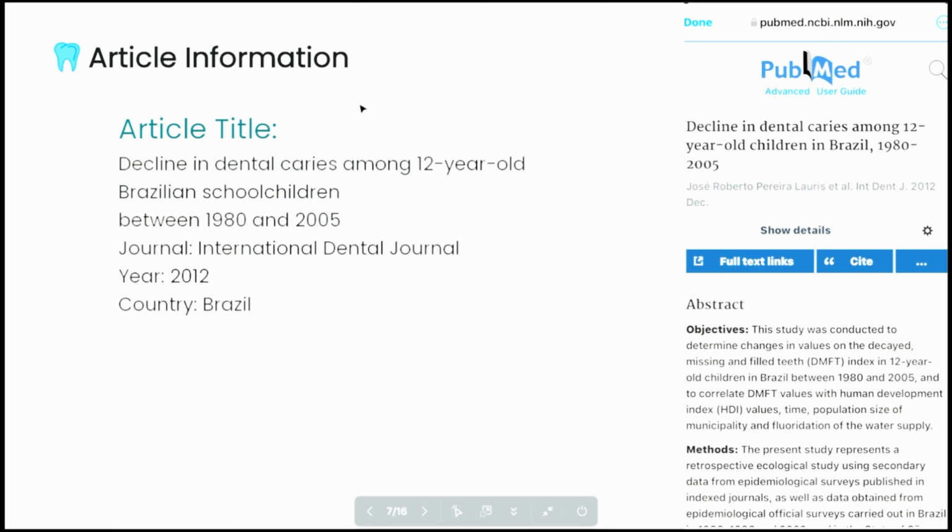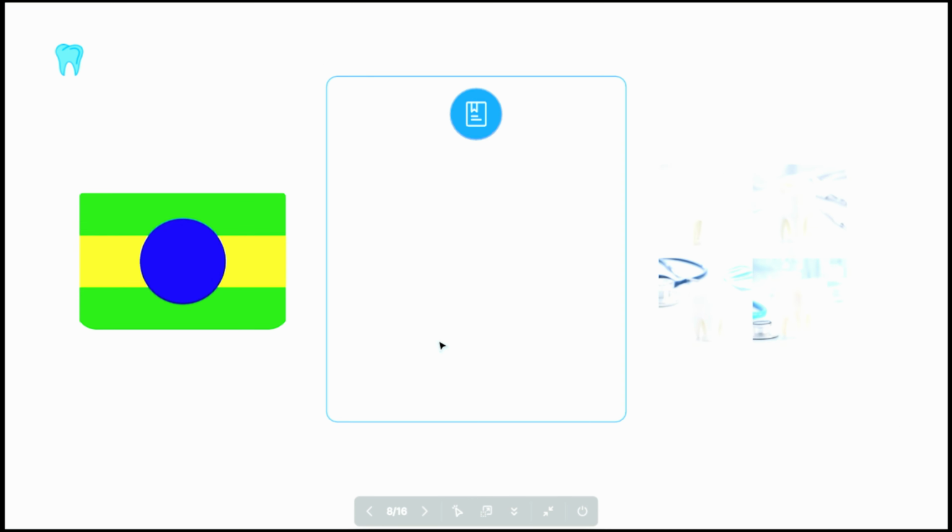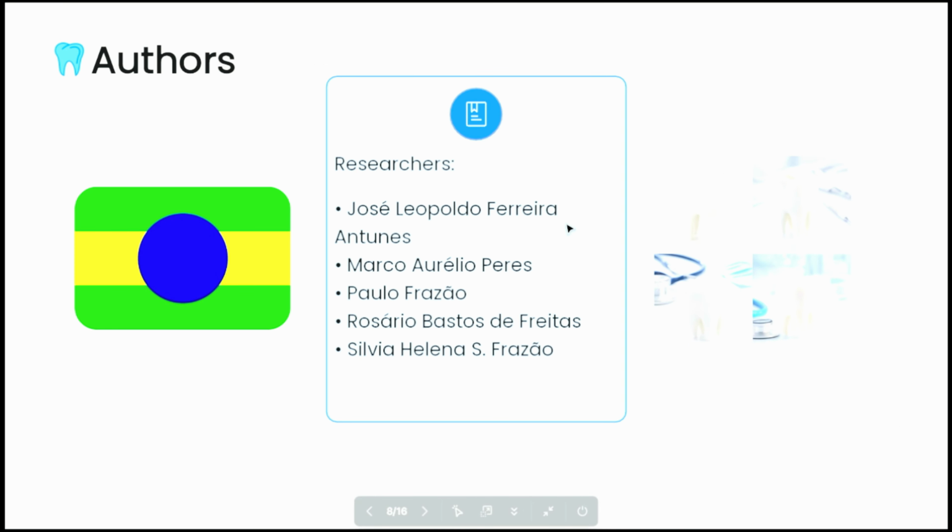The article we selected for our assignment is titled Decline in Dental Caries Among 12-Year-Old Brazilian School Children Between 1980 and 2005. It was published in the International Dental Journal in 2012, which is a well-known scientific journal in dentistry. The research was carried out by a group of Brazilian researchers who specialize in oral public health. The study is peer-reviewed, so it is scientifically reliable and trusted.